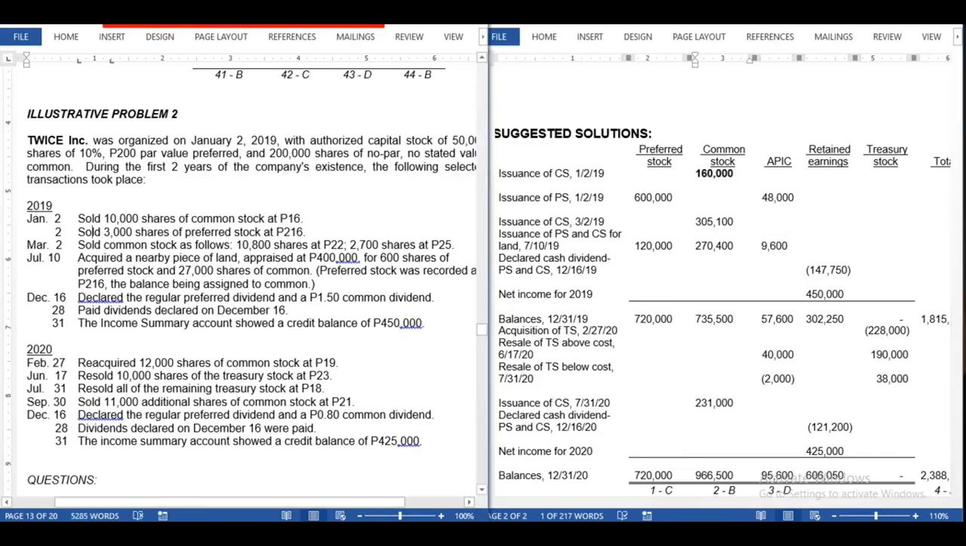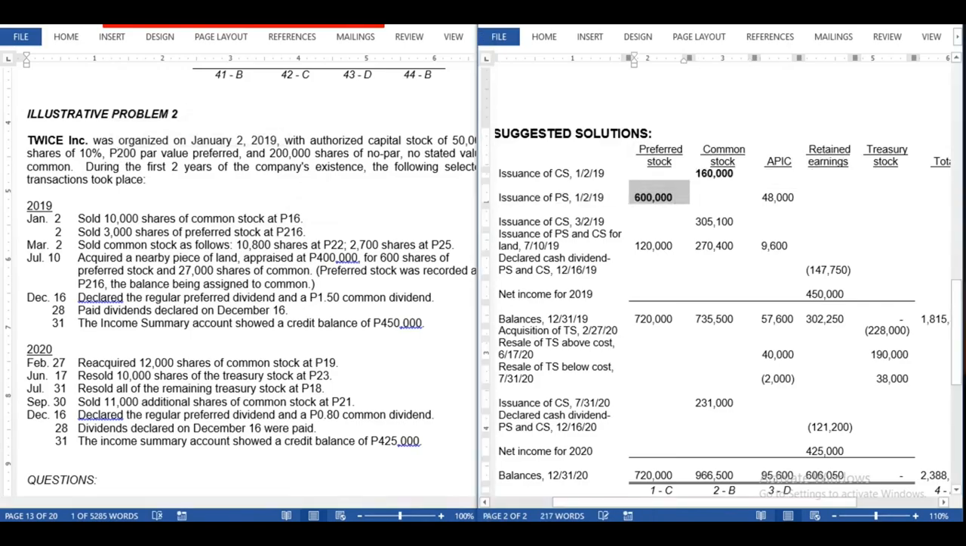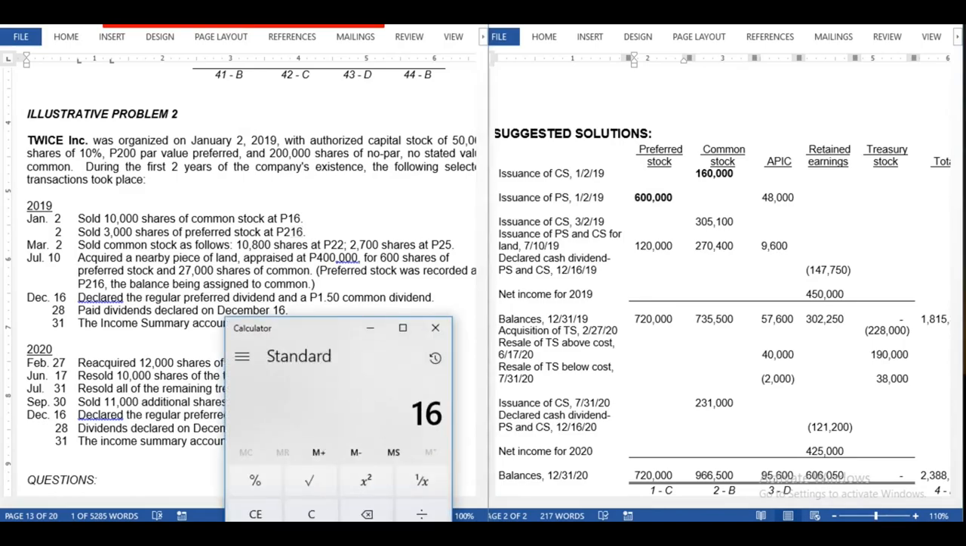Issuance of preference shares, which is 216. So, syempre, at par value na preference shares is 200. So, 200 multiplied by 3,000, that is 600. Okay? And the excess that will be attributable to the additional paid-in capital, which is 16. Right? Kasi 200 yung par value, tsaka 216 yung consideration. So, meron siyang 16 na excess multiplied by 3,000. So, the total is 48,000.